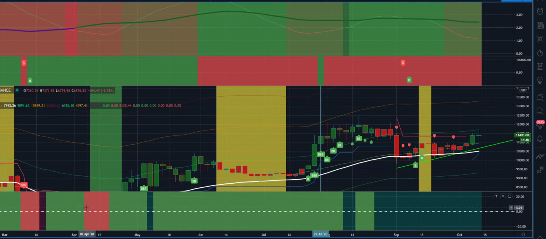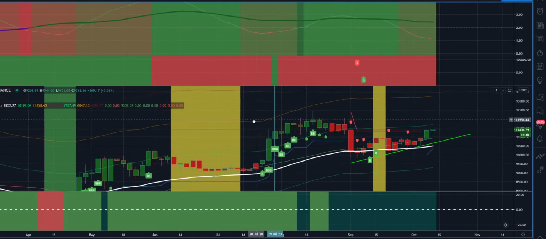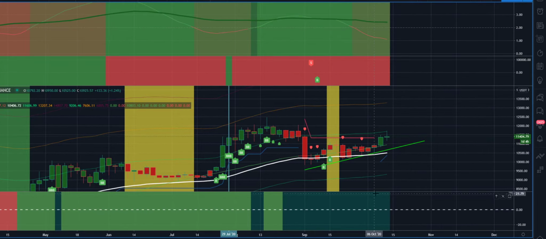And red is obviously very bearish, and the maroon color is bearish as well, but obviously not as bearish as red. So looking at this, we're not in the most bullish territory with the price action indicator at the bottom here, but the candles are starting to flip green.